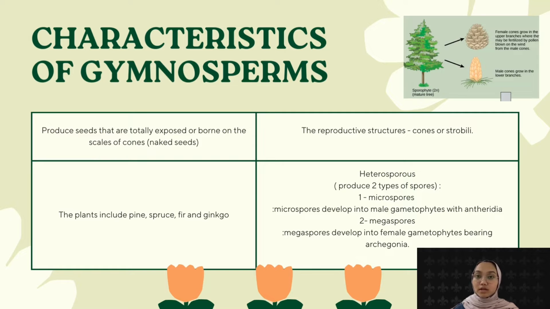First and foremost, gymnosperms produce seeds that are totally exposed, which are called naked seeds. What is meant by naked seeds? Naked seeds mean that the seeds are not enclosed in an ovary. Secondly, the reproductive structures of gymnosperms are cones, or what we call strobili. Thirdly, the plants include ginkgo, fir, pine, and also spruce.